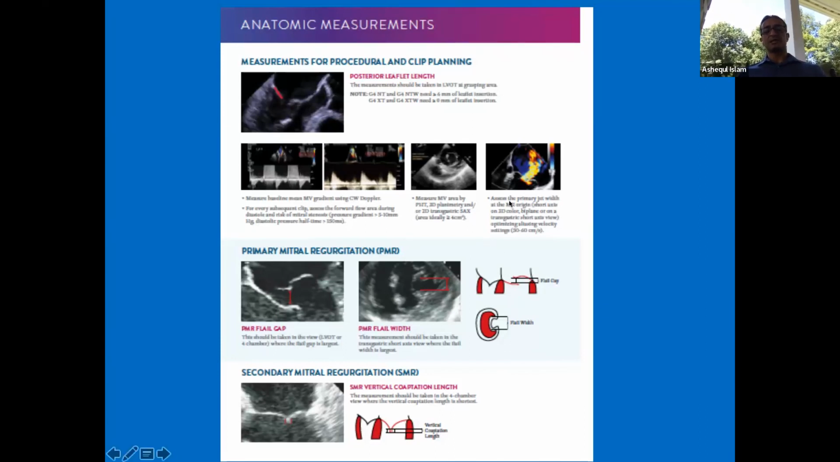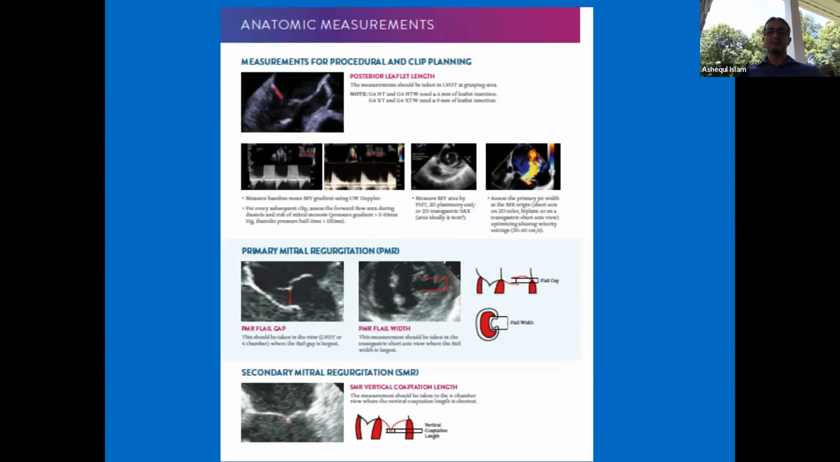For secondary MR, as you can imagine, there is a significant dilatation of mitral annulus because of LV dysfunction. And you have tethering of anterior and posterior mitral leaflets. And there is a central coaptation length, which you have to measure. So the central coaptation length is important to measure in 4-chamber view. That's the length you think you will be able to grasp when you put the mitral clip. And if that length is very short, sometimes you can get into trouble too.